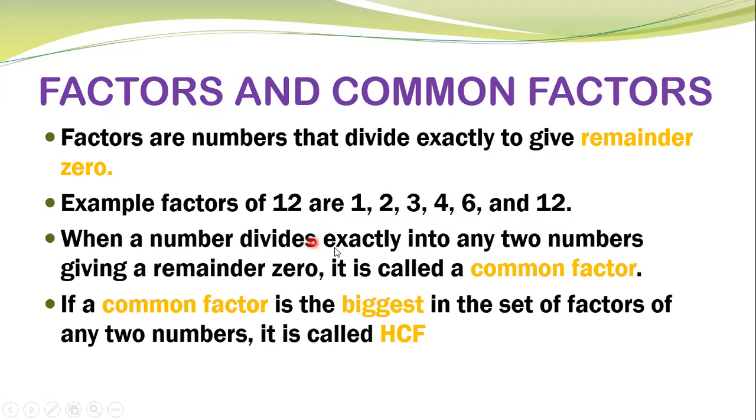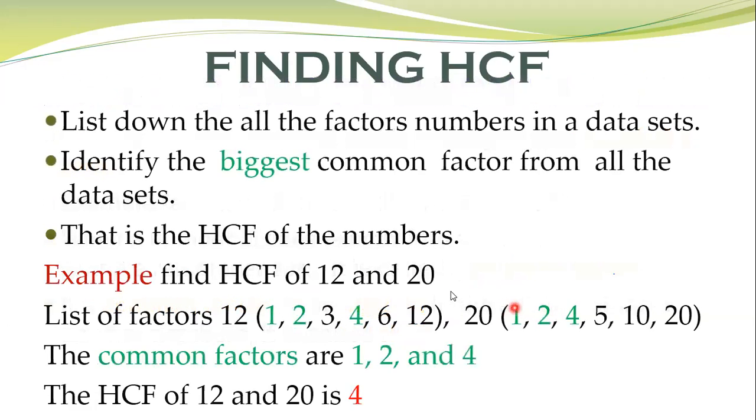When a number divides exactly into two numbers, giving a remainder of 0 in both, we call it a common factor of the two numbers. If a common factor is the biggest in the set of common factors, then we call it the highest common factor.